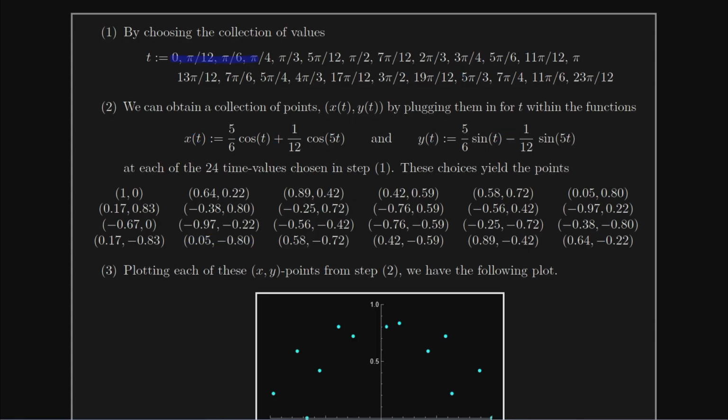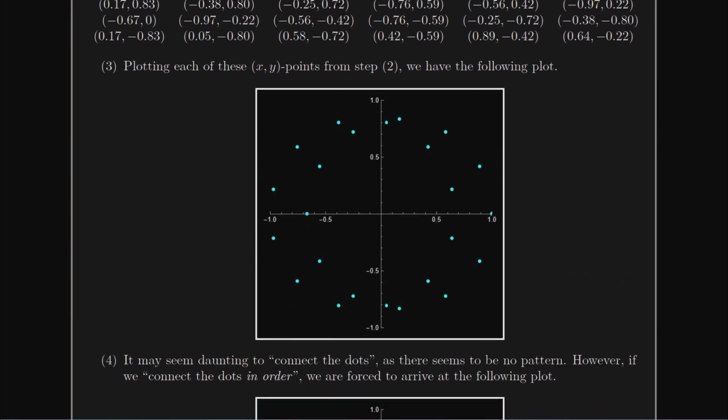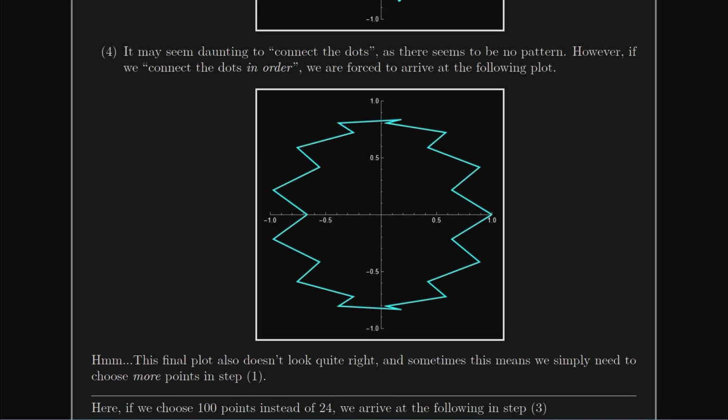So if I go through all 24 of these points and I decide to plot them, we get the following collection of points. In fact, if I go ahead and connect the dots in the order that they were plotted, I end up with the following, which does not look correct.